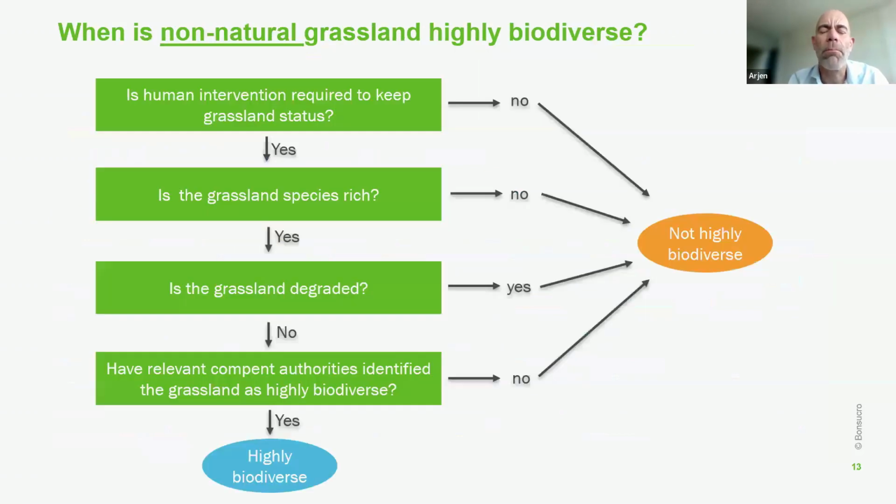The second element where there is a bit further guidance in the new version of the standard is in relation to the question, when is non-natural grassland highly biodiverse? What I've tried to do on this slide is put the various criteria in green, which need to be complied with in order to classify non-natural grassland as highly biodiverse. I've tried to set that in a simple sort of decision tree on this slide. Without going through it in all detail now, what you hopefully can see is that in order for non-natural grassland to qualify as highly biodiverse, a number of requirements must be met. And if one or more of these requirements are not met, then it does not qualify as highly biodiverse.